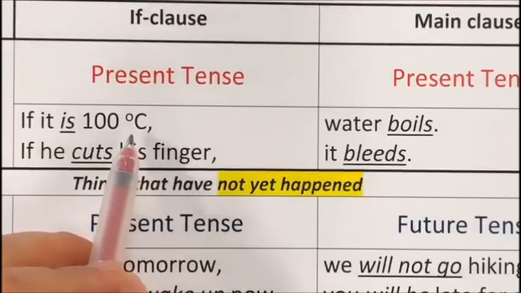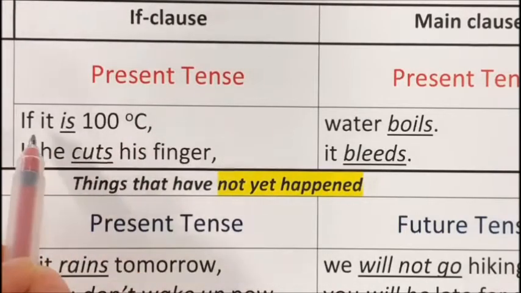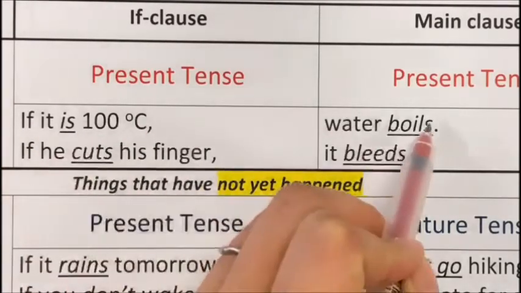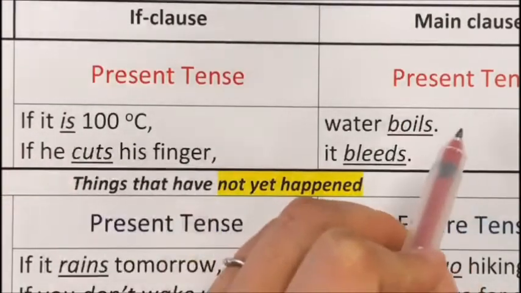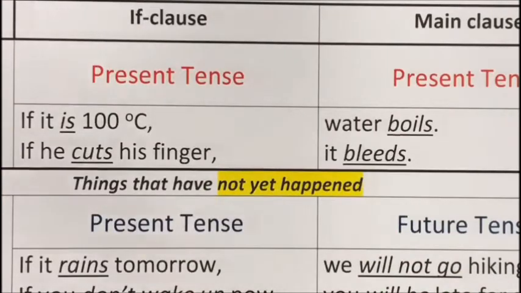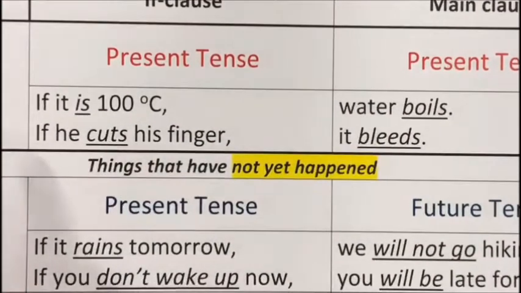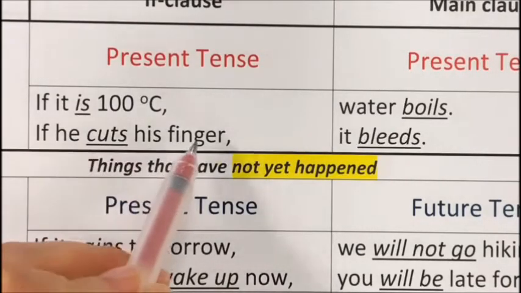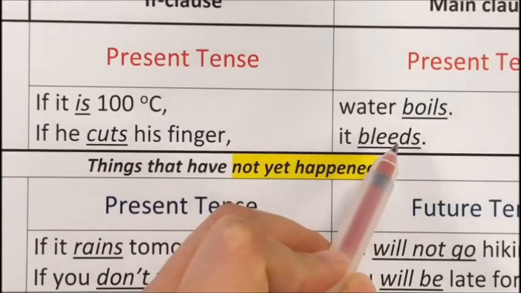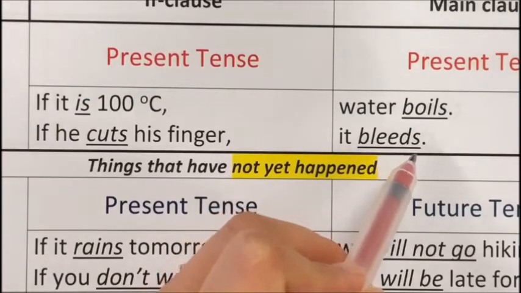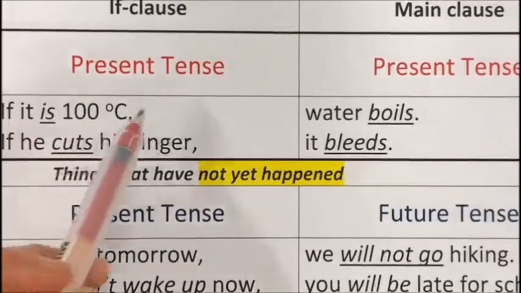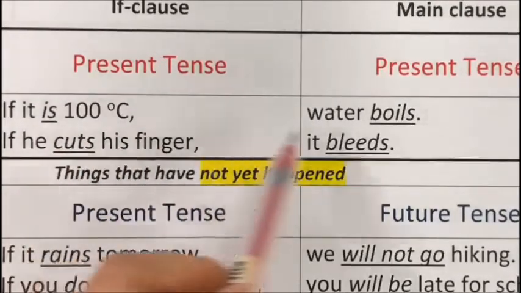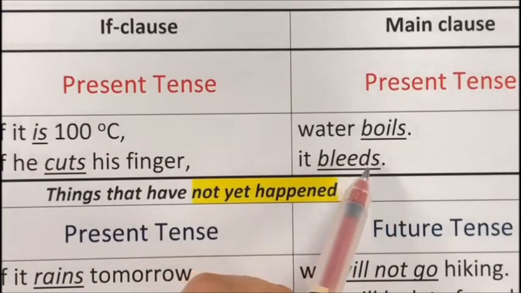If it is 100 degrees Celsius, we use simple present tense: water boils. This one is a fact. If it's 100 degrees Celsius, it boils. It's a truth, a scientific knowledge, so it won't change. Another example: if he cuts his finger, it bleeds. Of course, you're human, you bleed. So these will not change. And so we use present tense in both the if clause and the main clause.